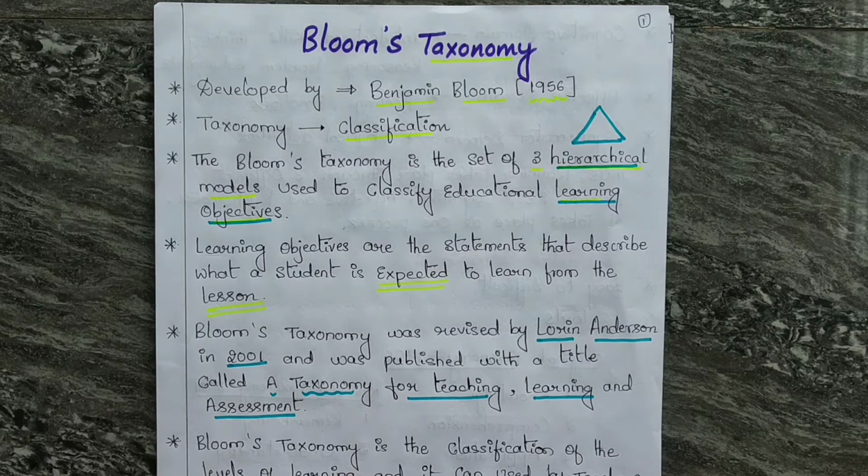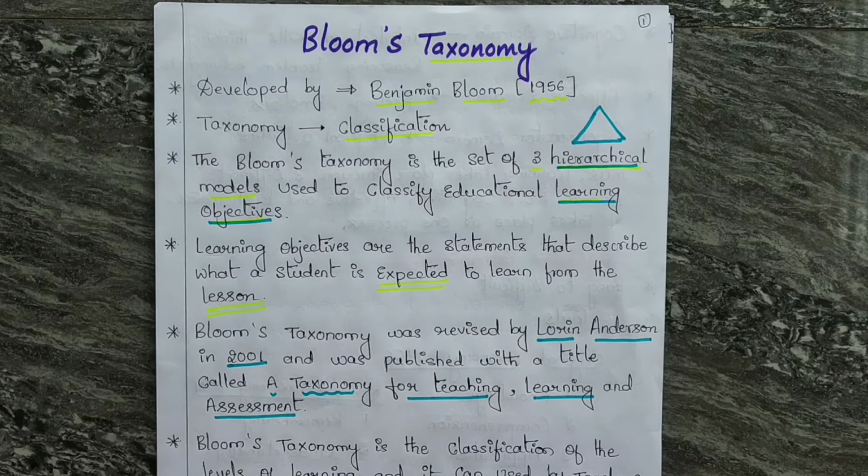Bloom's taxonomy was developed by Benjamin Bloom, and taxonomy means classification. He gave 3 hierarchical models. Hierarchical models means these domains are studied from the lowest to the highest order. Don't forget this important thing: the learning should be achieved from the lowest to the highest order. This is how learning occurs in a learner.